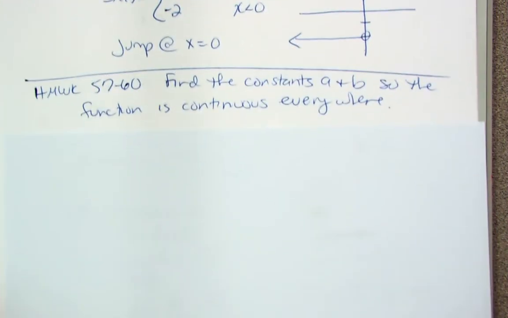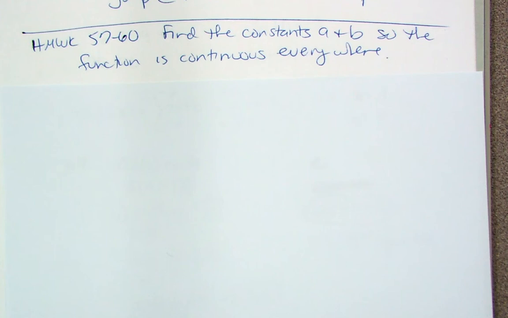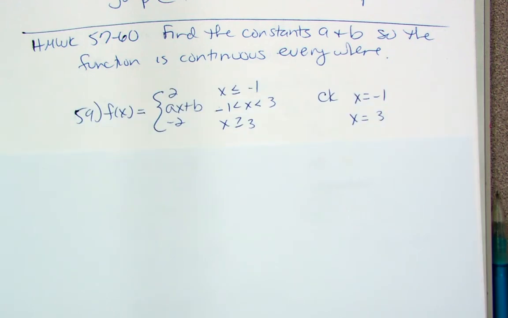Next set of directions. In the homework 57 through 60, it says, find the constants a and b so that the function is continuous everywhere. So this is actually one of your homework problems, and then you're going to have a handout, just as you did in pre-calculus, on these type of functions where you have to find the constants a and b or possibly c.